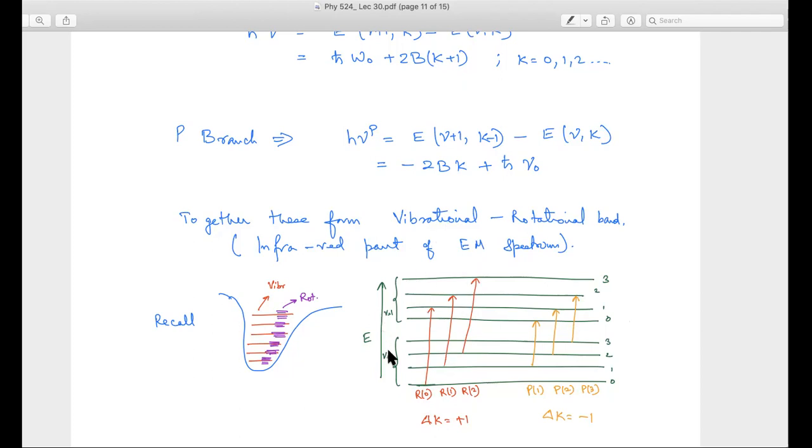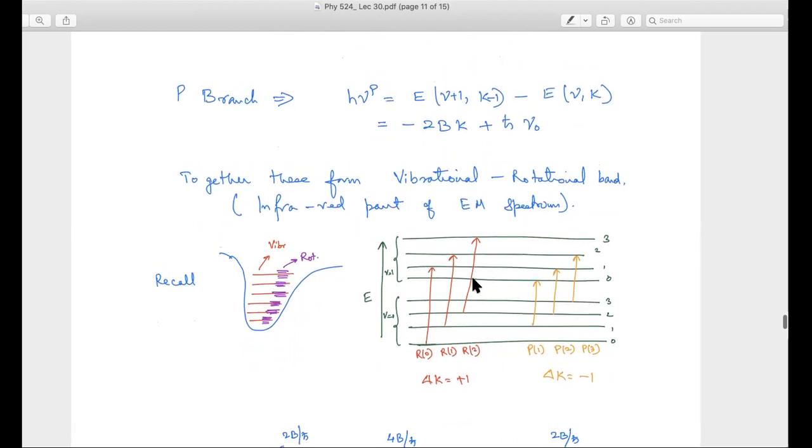Okay. So those are the R states, basically. And then I also have these P states, where I go from a higher K state to a lower K state. So I go from K is equal to 1 to K is equal to 0, from K is equal to 2 to K is equal to 1, and K is equal to 3 to K is equal to 2. Okay. So recall that in all of this, delta K is plus 1 here, and delta K is minus 1 in the orange lines, or P branch, basically.